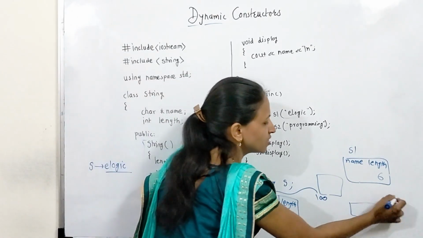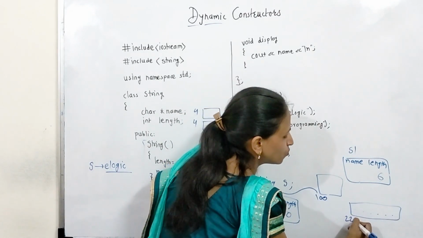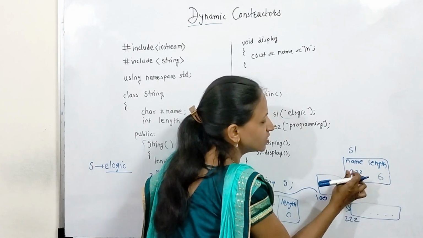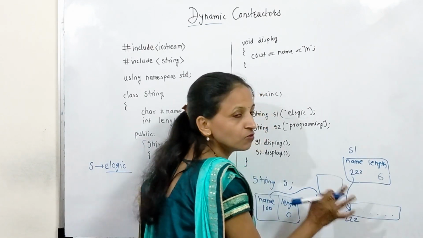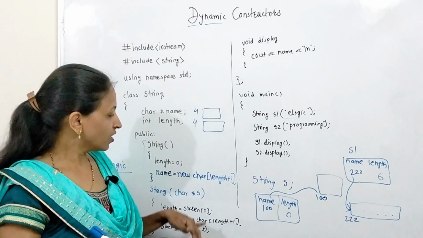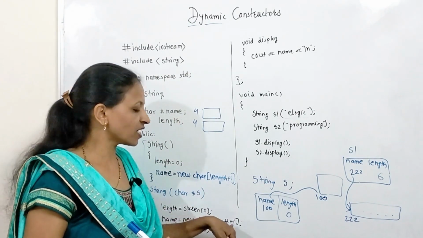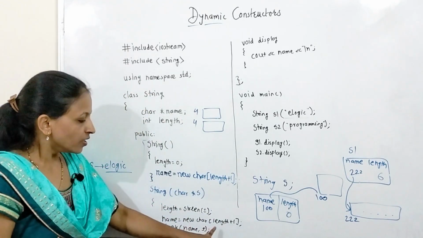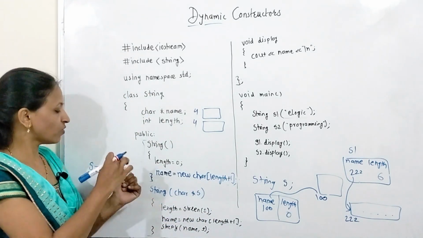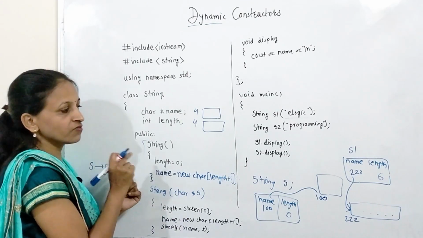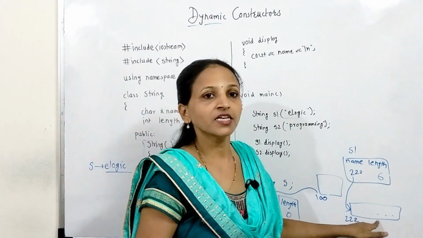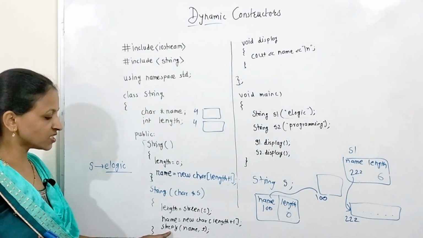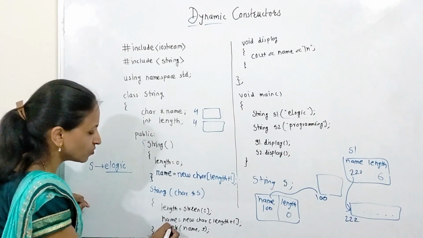Suppose the address of this newly allocated block is 222. It will get stored here. It means now this name is pointing to this newly created block. See, here we have just used new char length plus 1, which means we are allocating space dynamically. Now after that, what is remaining? Whatever string is present inside that, we have to put inside the newly created block. For that we have used the strcpy function, string copy.